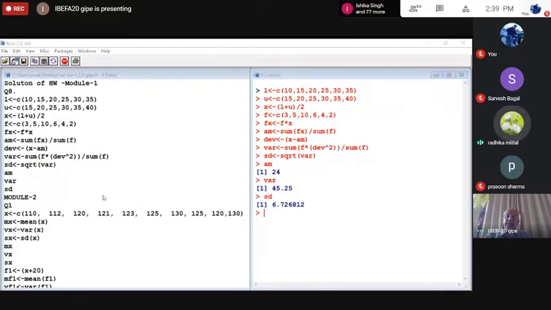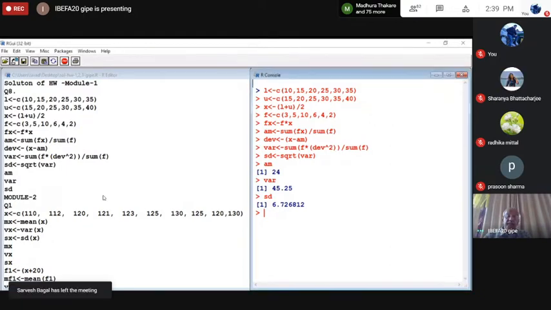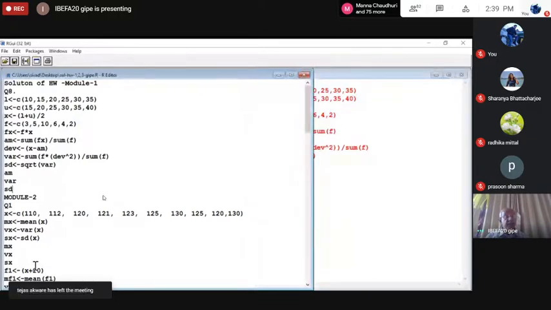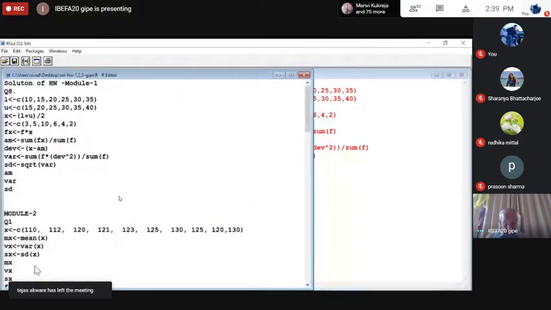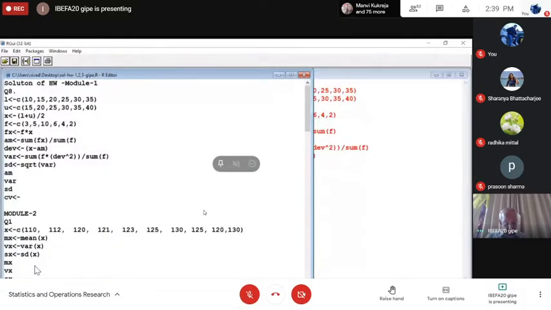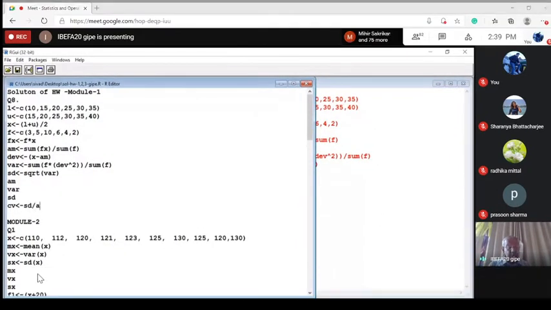Sir, in question number 8, the question asks for coefficient of variation also. Yes, that I am computing. First of all, arithmetic mean, variance and standard deviation. Now it is asked: coefficient of variation, CV, SD upon arithmetic mean.